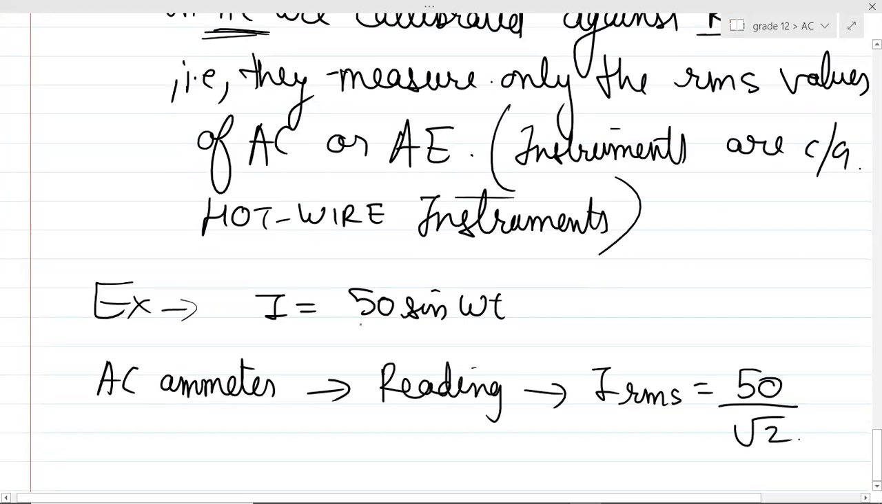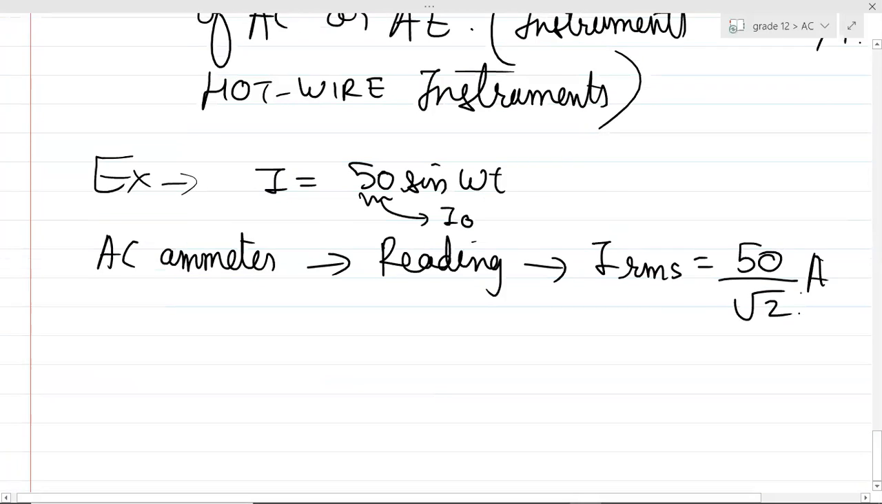Why? Because this is basically the peak value, I naught, which is 50 root 2 amperes. So that AC ammeter will measure only this much. It will not fluctuate. It will just keep steady. The needle will be pointed only towards 50 by root 2, whatever is calculated. When you calculate, you will get the answer.